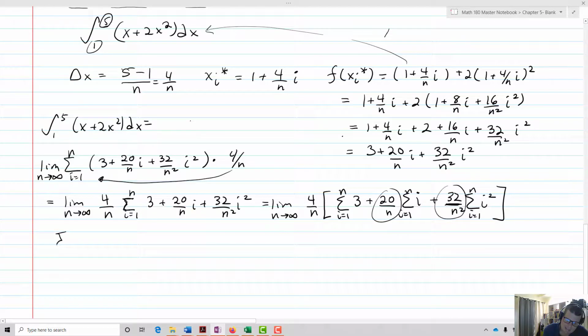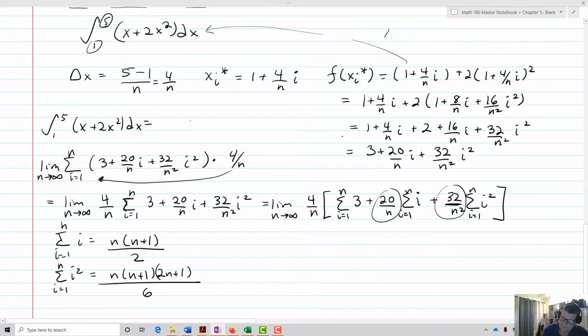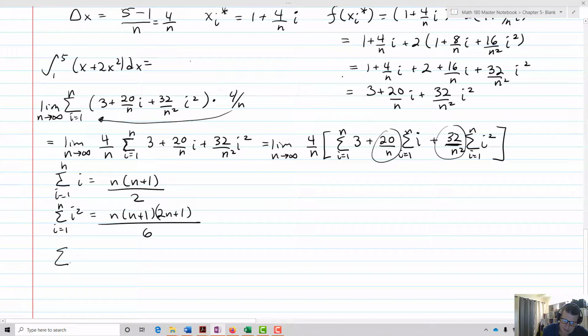One is that the sum i equals 1 up to n of i is going to equal n times n plus 1 divided by 2. Secondly, the sum i equals 1 up to n of i squared is going to be n times n plus 1 times 2n plus 1 divided by 6. And third, if we have some constant c, then the sum is just going to equal cn. All right, so we're going to use that in order to simplify here.